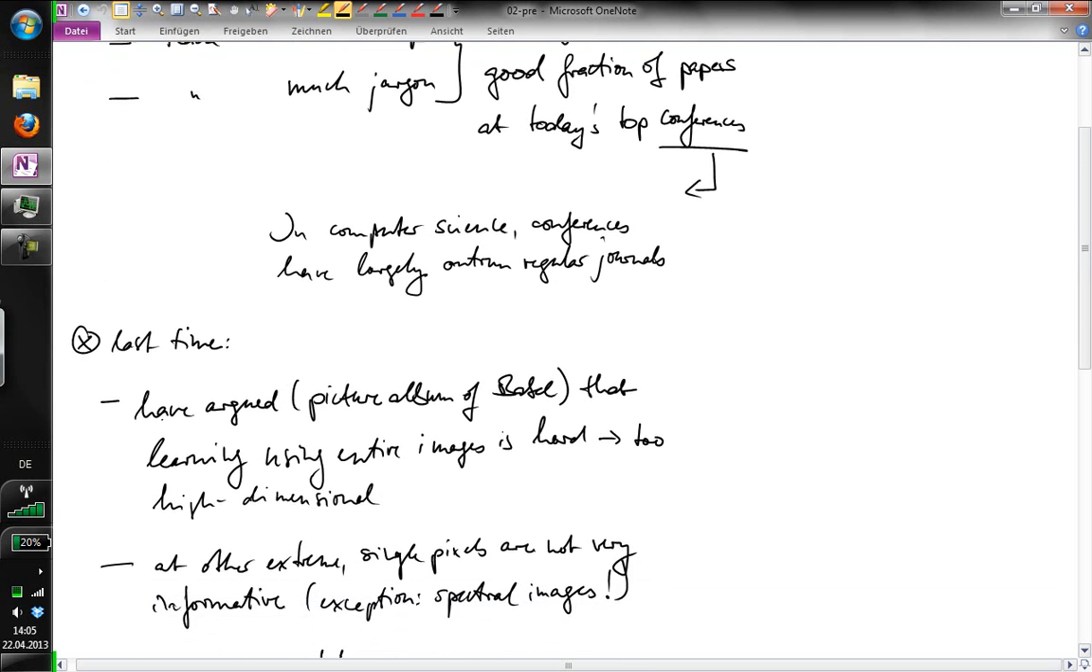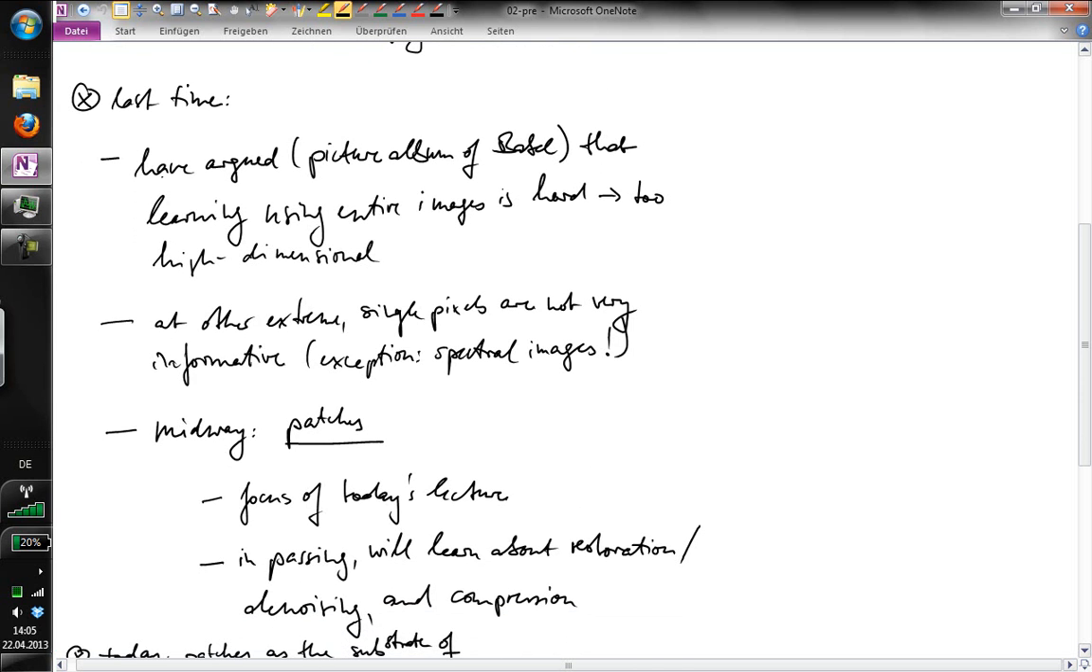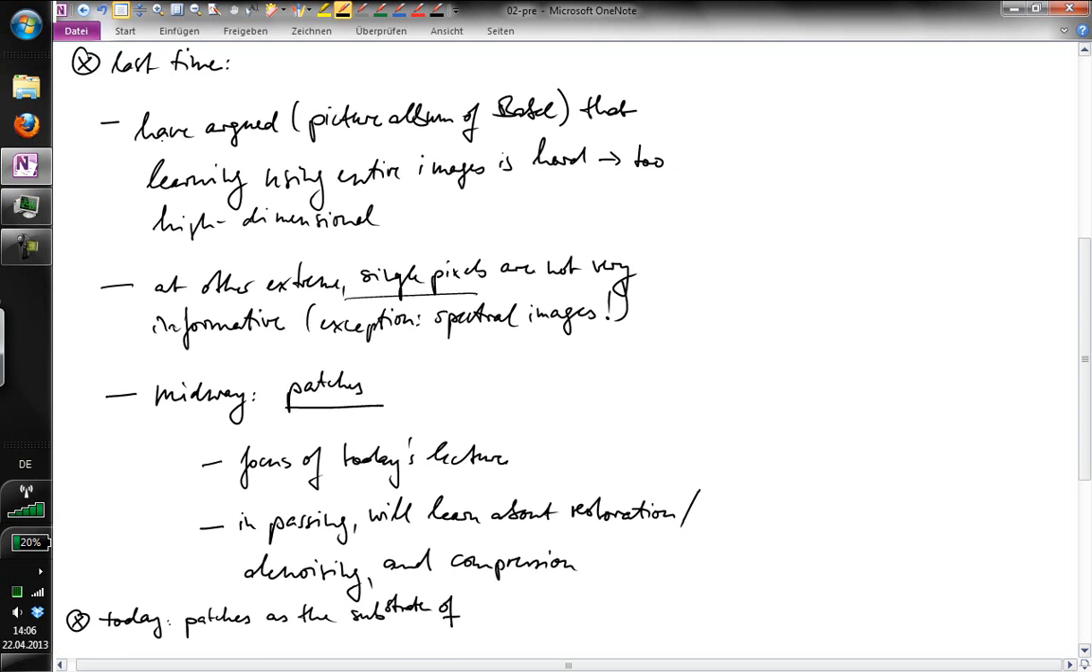So last time, I argued that learning using an entire image is hard because images live in too high-dimensional a space. I think I said that, on the other hand, just looking at single pixels is usually not helpful enough unless you have a spectral imaging device such as a satellite. And in between the single pixel and the entire image are the patches, small rectangular areas of an image. And this is what we will talk about today.